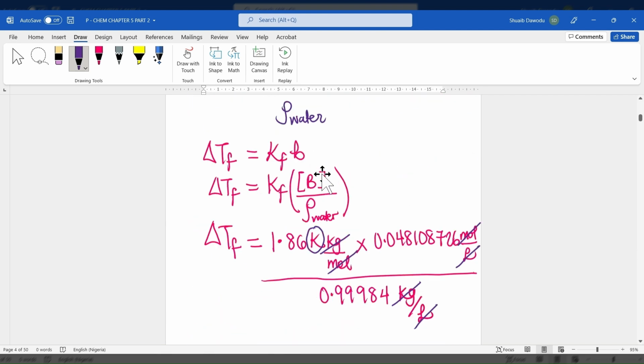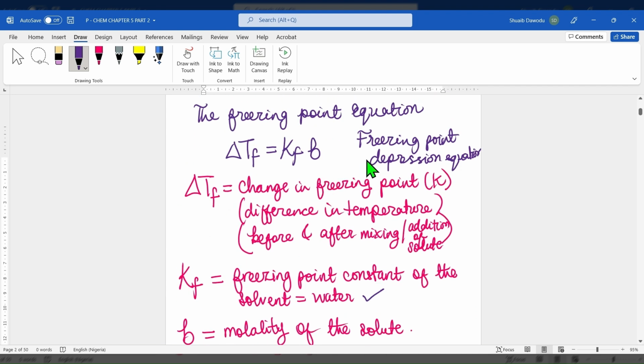That is the reason why the freezing point equation is also known as the freezing point depression equation, because a pure solvent or a pure liquid is going to have its freezing point. By the time you add a solute or mix something into it or add an impurity, even if it's simply dust, you are automatically going to lower the freezing point or the temperature at which this new solution freezes.